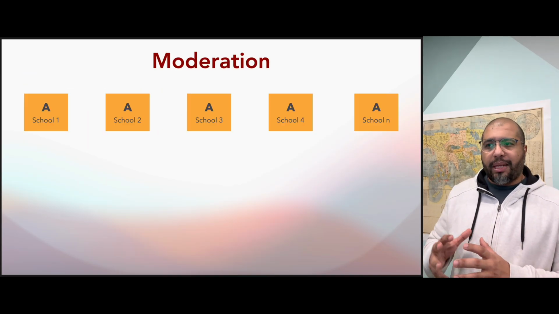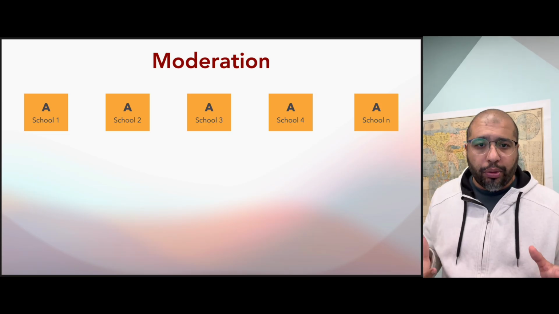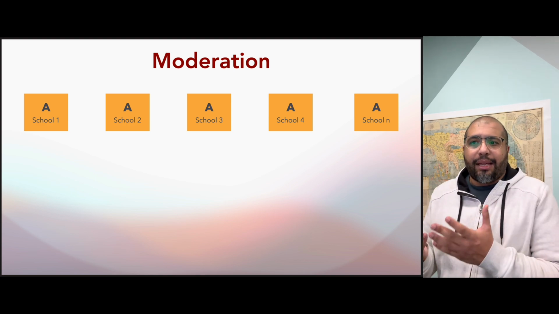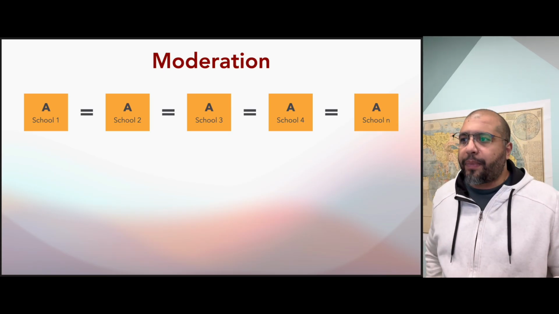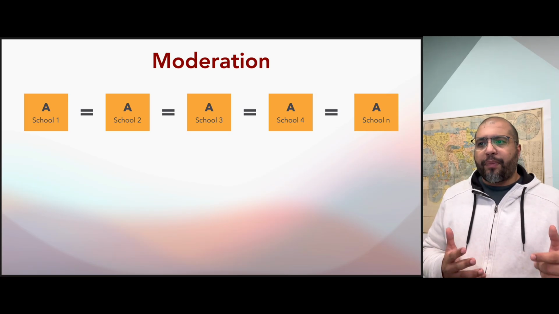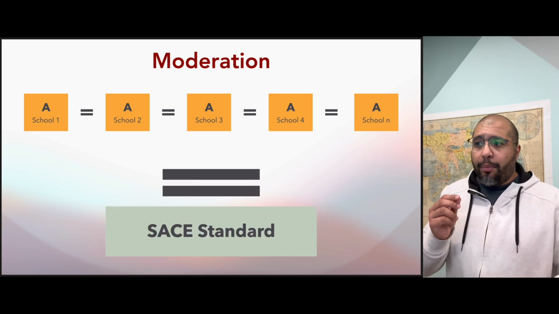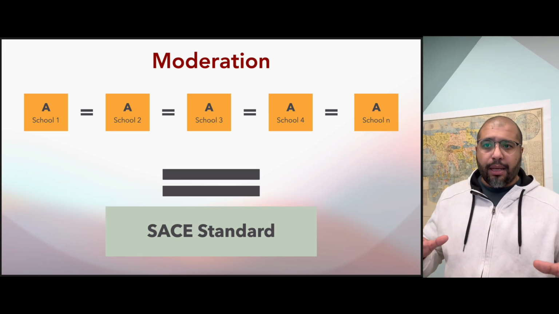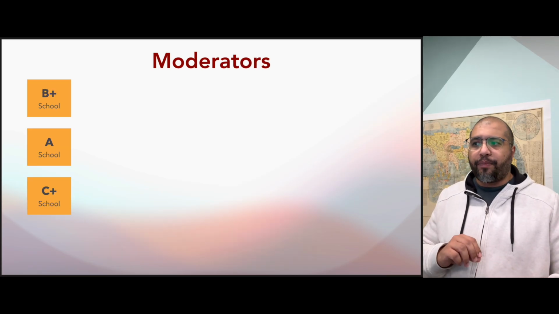The SACE program is delivered in hundreds of schools, and since school assessments play a major role in determining students' overall performance, how can we make sure that an A in a given school is equal to other A's in other schools? This is, in a nutshell, why moderation exists. It's not really a process of comparing assessments from different schools, but it is a process where moderators make sure that all grades attributed in the different SACE schools are in accordance with the SACE standards.